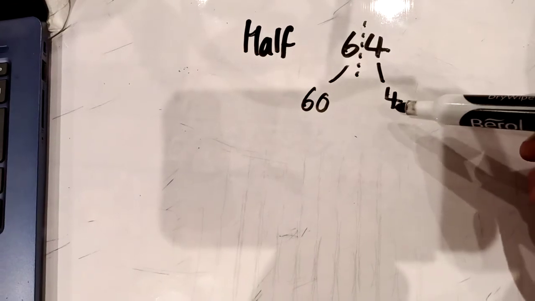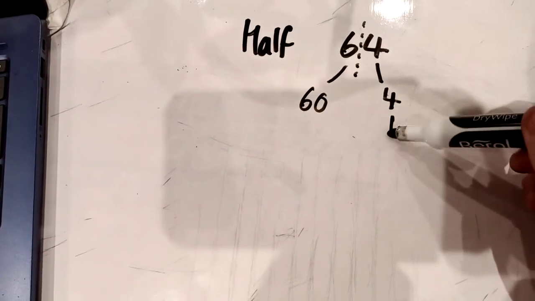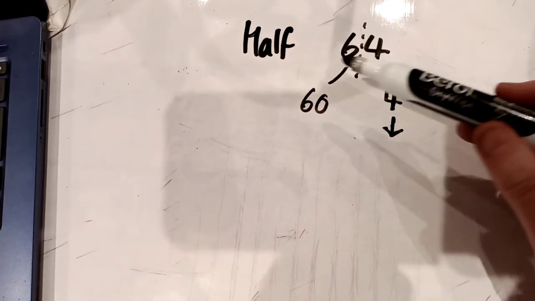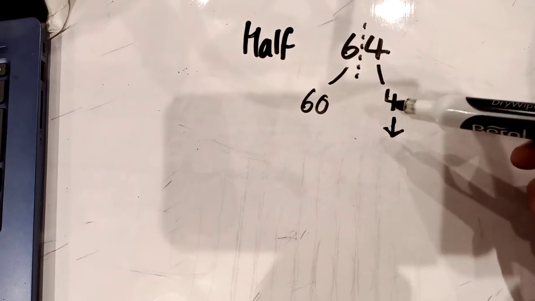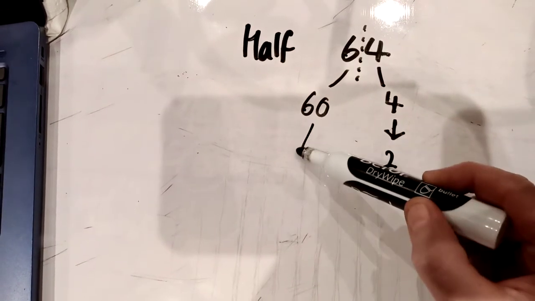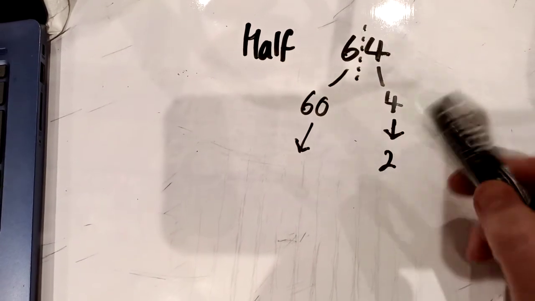So here we go. What's half of 4? Half of 4 is... half means split into 2 equal parts. Half of 4 is 2. Half of 60. Well, let's cover it up.